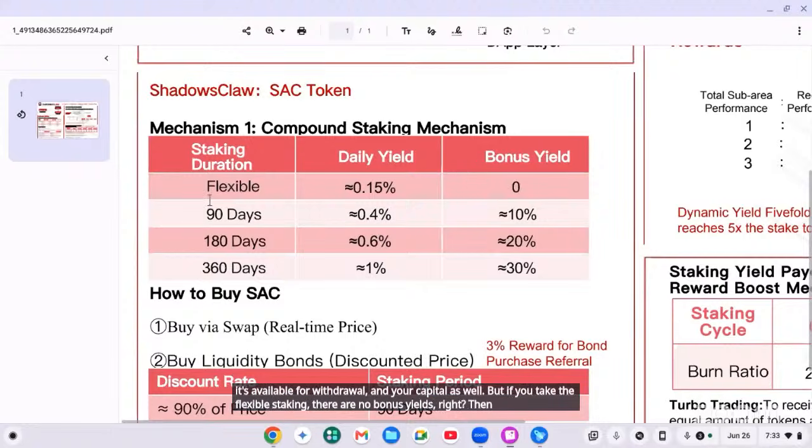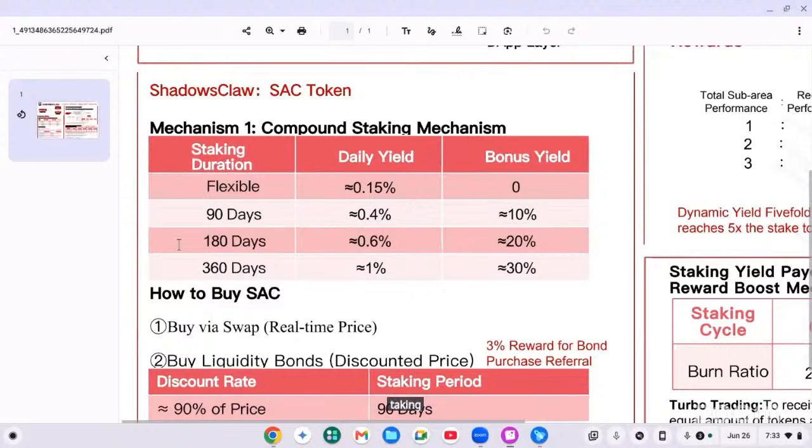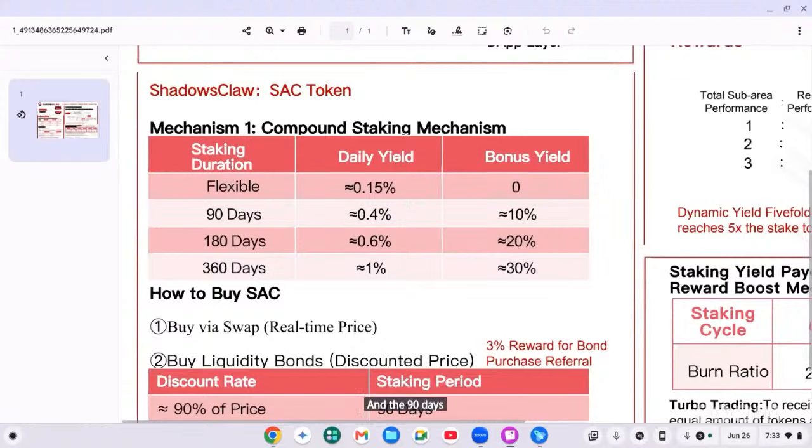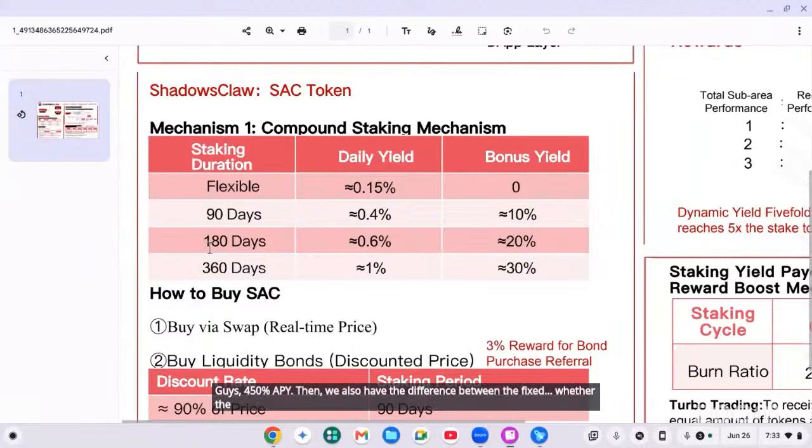Then we also have the fixed staking models, three different contracts available. We have the 90-day staking model that gives you at least 0.4% daily, and then once you stake for 90 days, the system adds up to 10% bonus yield for you. The 90 days contract yields about 450% APY on average. Guys, 450% APY.